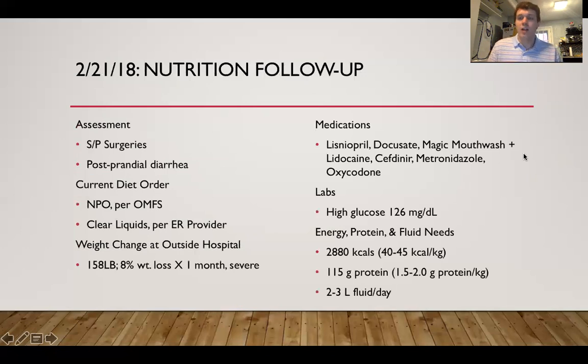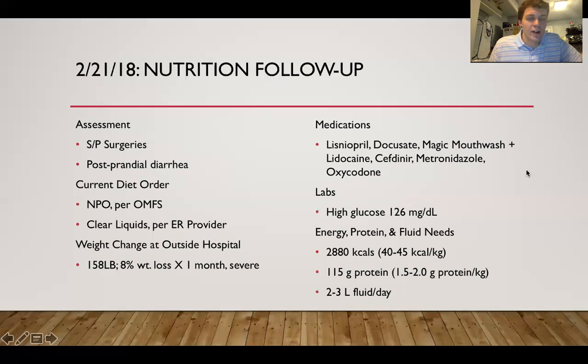So my follow-up with him, essentially, he went through all of those surgeries, everything that I just told you about. He was having postprandial diarrhea, so 10 to 15 minutes after feeding, he was having some pretty bad diarrhea in the hospital. The nurses were feeding him in the hospital, and he was going to the bathroom 10 to 15 minutes after that was happening. The oral maxillofacial surgeon made him NPO, and they were giving him a supplement, but he doesn't remember, nor was it documented, the exact type he was receiving at the outside hospital. But that's how he was getting his nutrition there.